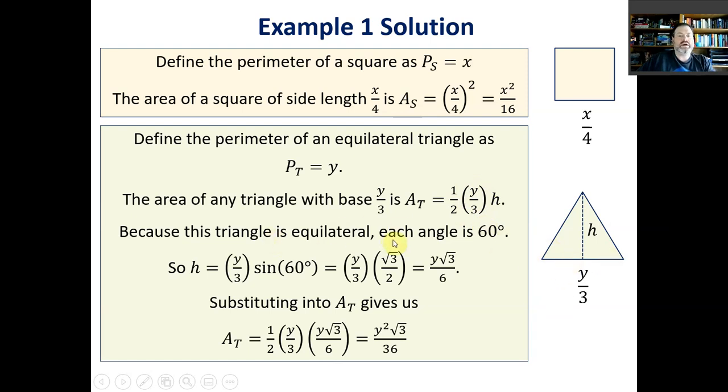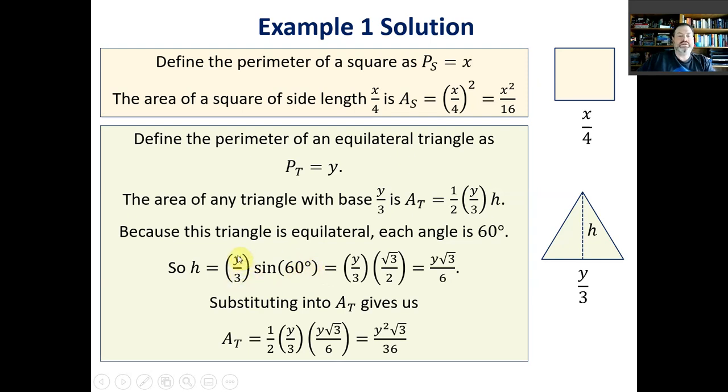Now this is an equilateral triangle. Each angle is 60 degrees. So I'm just going to use trig properties to find h here. So h is y over 3 times sine of 60 degrees, right? Or pi over 3.